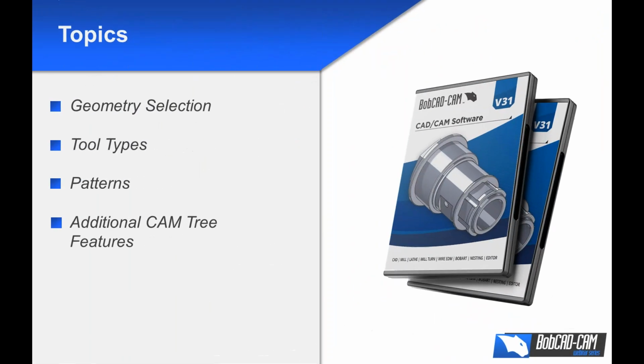All right, so what are we going to be covering today? Well, we're talking about version 31, which is our current version of the software, and we want to go over 2D machining features. We're going to review topics like geometry selection, what geometry you can select for different features. We'll talk about different tool types that you can use, patterns of the profiles or pockets and different options that you have there, and additional CAM tree features like backplotting or cycle time estimate, things along those lines.